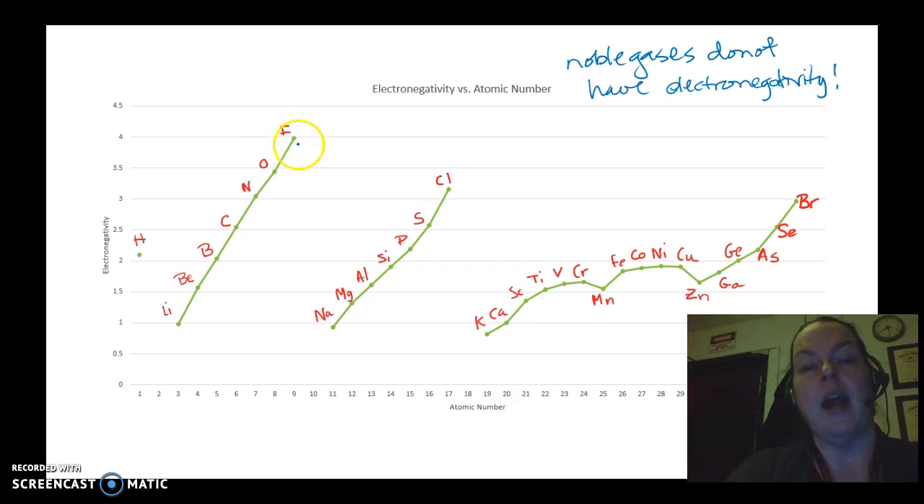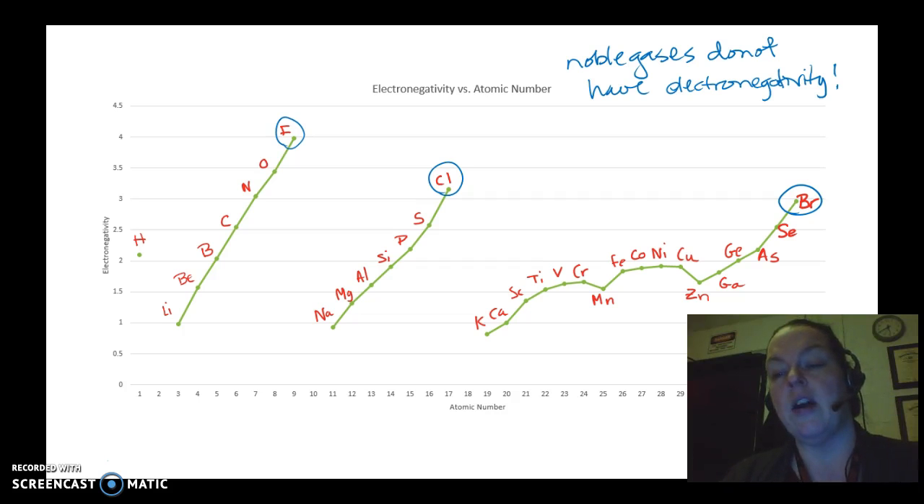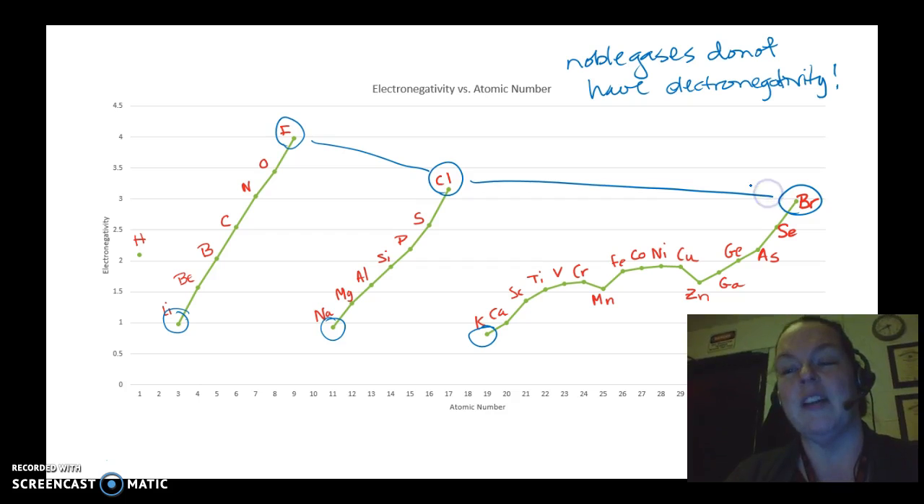So we can see here we have fluorine, we have chlorine, and we have bromine over here. And they happen to be the highest of all of the elements. So when we look at the pattern we're seeing, we see fluorine is the highest in its pattern, chlorine is the highest in its pattern, and bromine is the highest in its pattern. Then when we look at the lowest, we see the lowest are lithium, sodium, and potassium. So once again, these guys are in the same family. They're in the family of halogens.